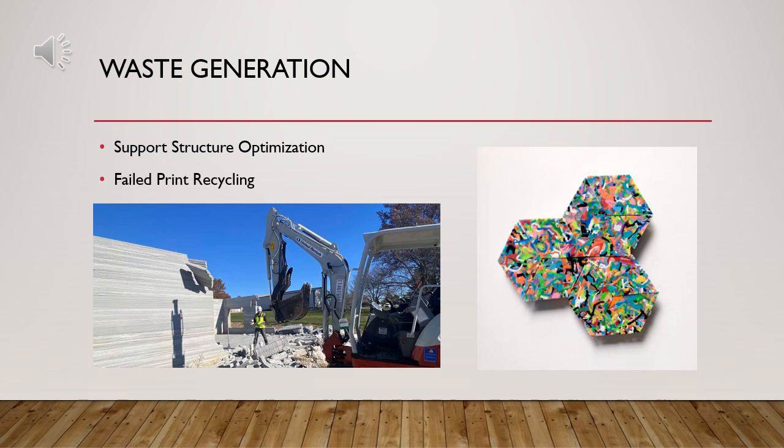Waste generation. The amount of waste generated during the 3D printing process, including support structures and failed prints, can affect sustainability. Minimizing waste generation through efficient design and material usage is important for sustainability. Support structure optimization. Designing parts with minimal or easily removable support structures can reduce waste generation. Failed print recycling. Implementing processes to recycle failed prints and unused materials can minimize waste and promote a circular economy approach.